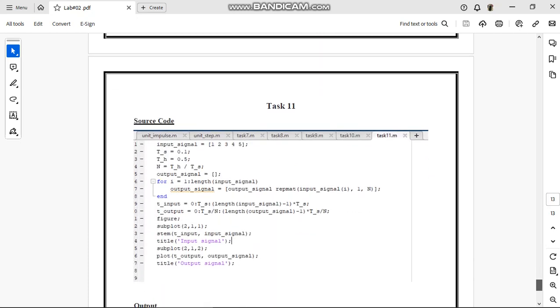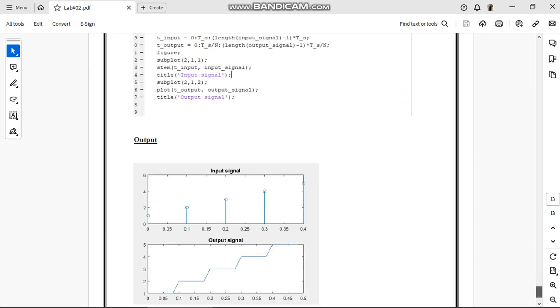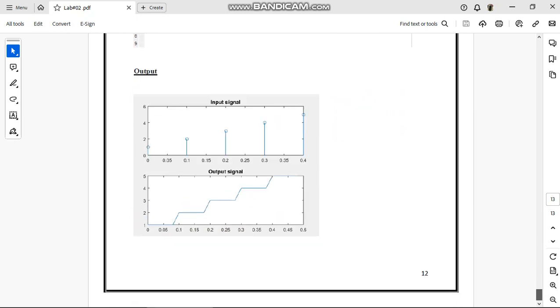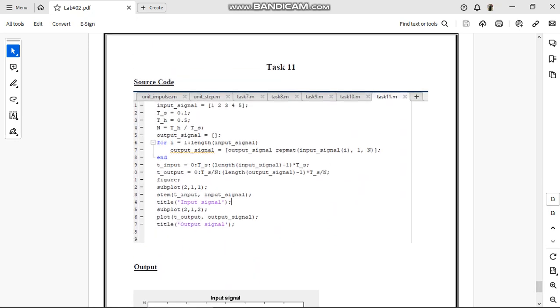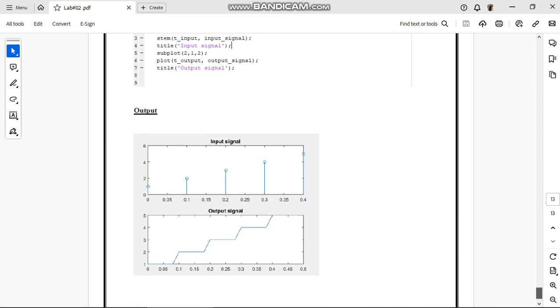And then moving on to the last signal, which is first order hold. The input signal is shown as 1 2 3 4 5 first of all. Then we have given Ts is equal to 0.1 and Th is equal to 0.5. Then we use the following formula: N is equal to Th divided by Ts. Then I use the for loop and the figure subplot. Then I gave the title as input signal, subplot 212, then plot command for the output signal, and then gave the name to the second as the output signal. You can see the output.